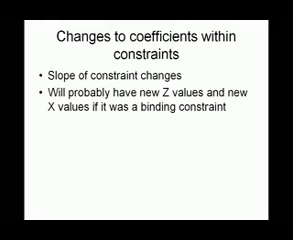One thing that we're not really going to discuss in this presentation is what happens if you make changes to the coefficients within the constraints. I will tell you this, though, that the slope of the constraint will change, and you'll probably have new values of z and new x values if it was a binding constraint. If it was a non-binding constraint, well, if it changes the feasible region, then the x's might change as well.